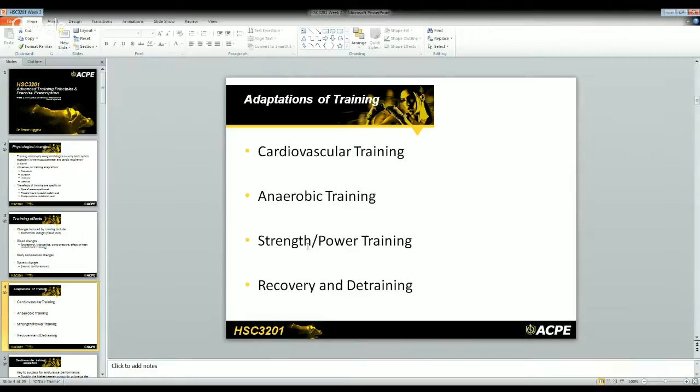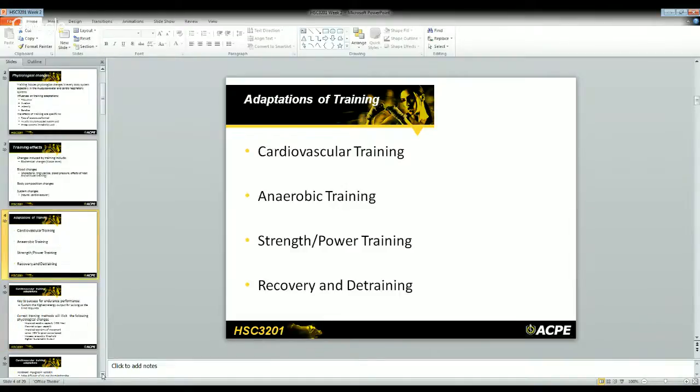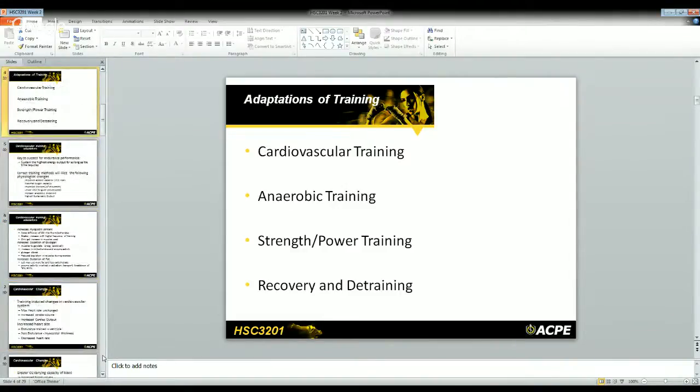And then we also have to look at recovery and detraining. That's probably one thing that we don't put a lot of effort and thought into, which is how we program recovery and detraining. Recovery is getting sufficient recovery to allow for adaptation to occur before the next session, and detraining is the effect that if we don't expose the body to a stimulus, we will lose it. You know, the old adage: if you don't use it, you lose it.